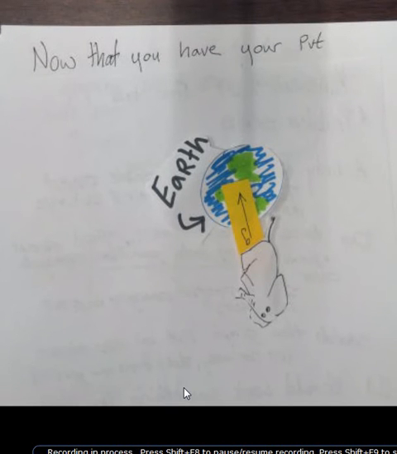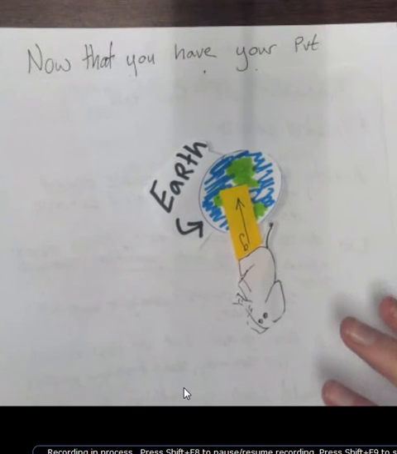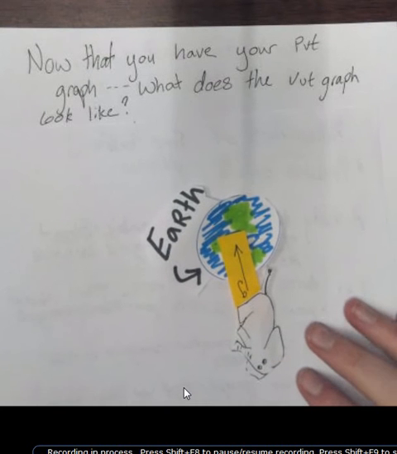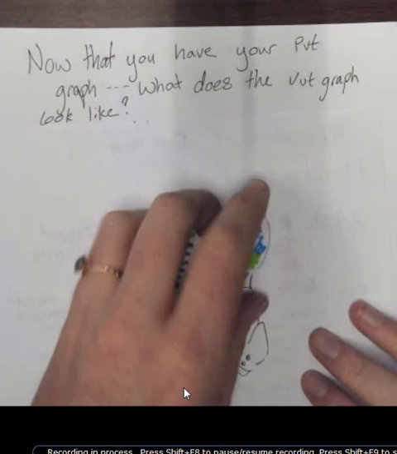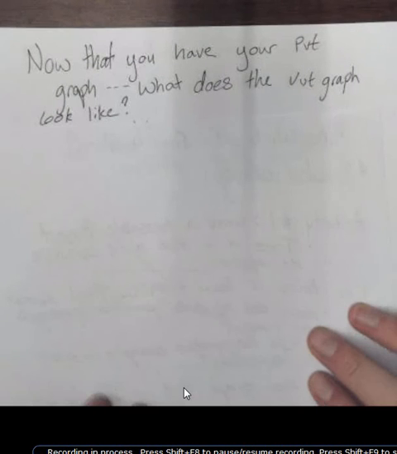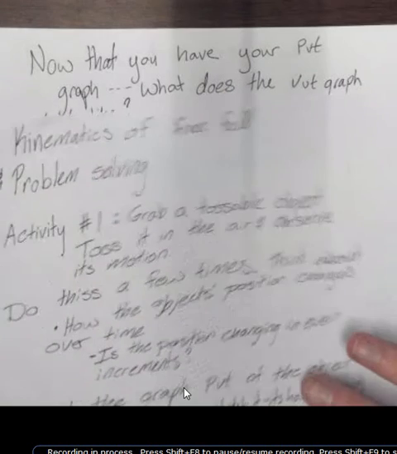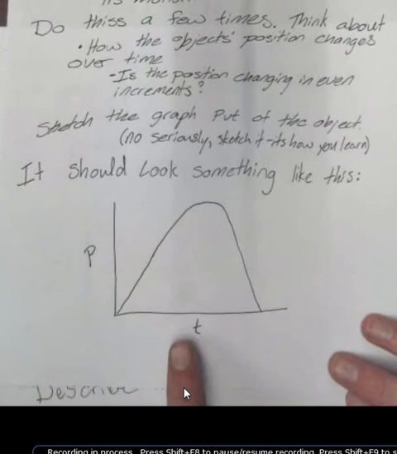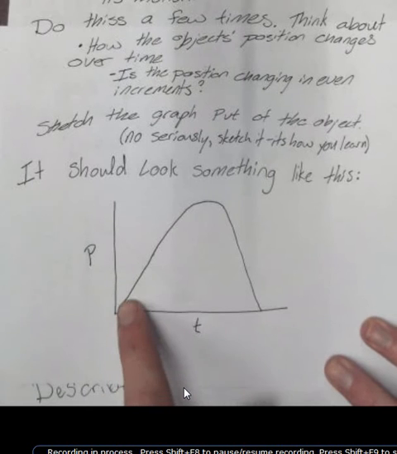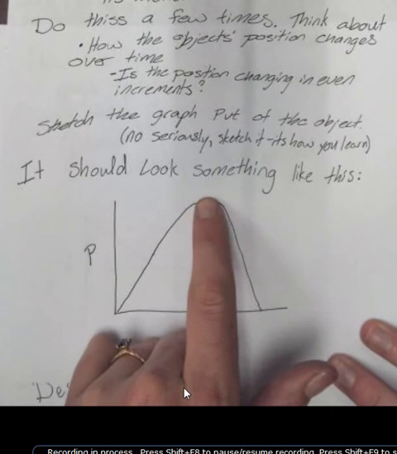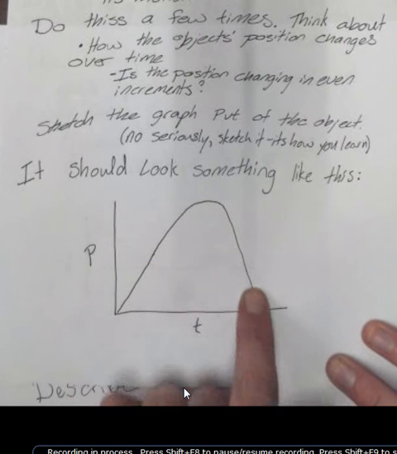But now we have our position versus time graph. And I'm going to ask you to use that position versus time graph and figure out what the velocity versus time graph looks like. No peeking. Alright, the velocity versus time graph. If we're going to consider our position versus time graph, this guy right here, how is velocity changing as the ball goes up? How is velocity changing as the graph goes down?